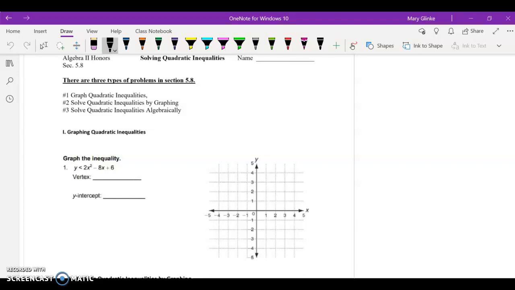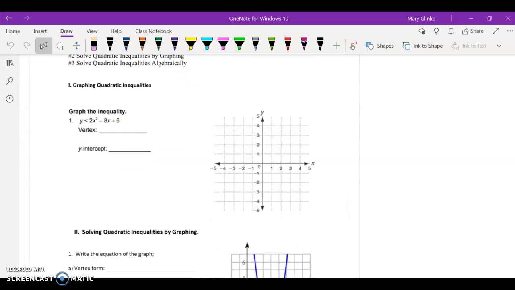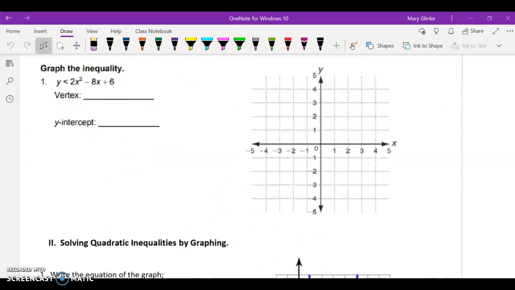Hello. Today we're going to be solving quadratic inequalities. There are different types of quadratic inequalities and they are solved different ways. The first one is just a graph of an inequality. You'll know it's this one when you see the y is less than or greater than, or even the equal to in there. So you're going to go ahead and find your vertex.